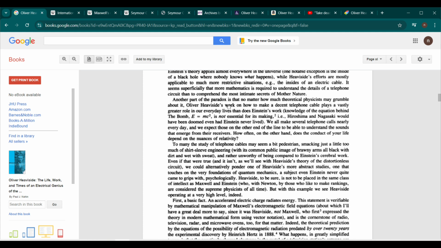Another part of the paradox is that no matter how much theoretical physicists may grumble about it, Oliver Heaviside's work on how to make a decent telephone cable plays a vastly greater role in our everyday lives than Einstein's work. Knowledge of the equation behind the bomb, E equals mc squared, is not essential for its making. And Hiroshima and Nagasaki would have been doomed had Einstein never lived.